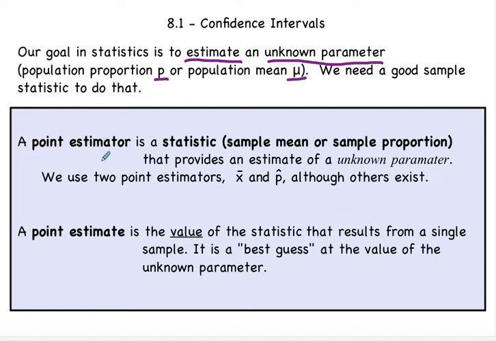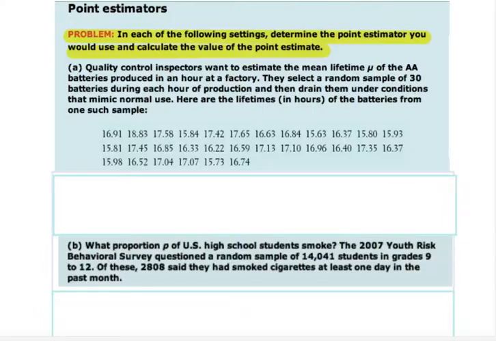So we have two vocabulary words of sorts. A point estimator is a statistic. And remember, a statistic is a sample mean or a sample proportion, so it could either be an X bar or a P hat. And then the point estimate is the actual value of that statistic. So we would say, what point estimator are we going to use? We're going to use X bar. And then for the point estimate, we would actually figure out what X bar is. So here's an example of that.